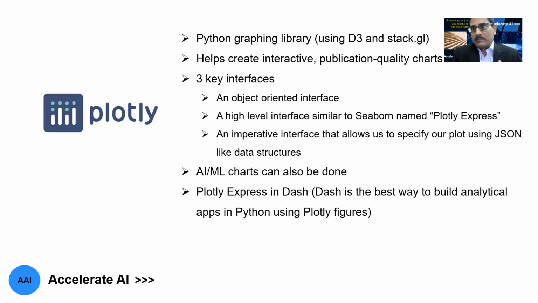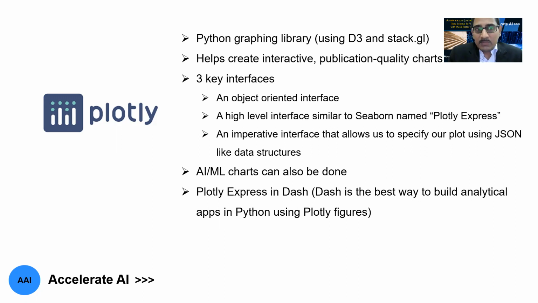What we have seen in Matplotlib and Seaborn is that Seaborn, of course, is an abstraction layer on top of Matplotlib. Plotly, you can also think of as an abstraction on top of that, but it's more part of a JavaScript library. So it uses D3 and stack.gl. There are three key interfaces as part of the API. One is an object-oriented interface. Second is the high-level interface, which is similar to Seaborn, but it's named Plotly Express. We will see what that is. And then third is the imperative interface that allows us to specify our plot using JSON-like data structures.